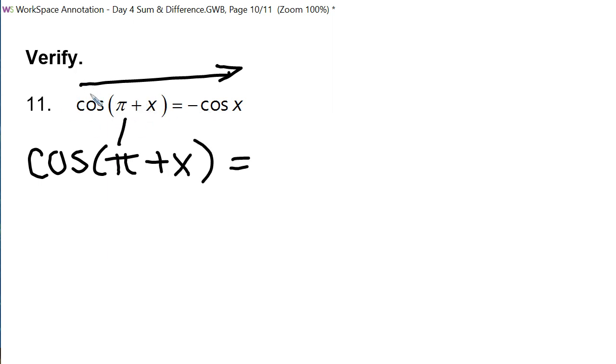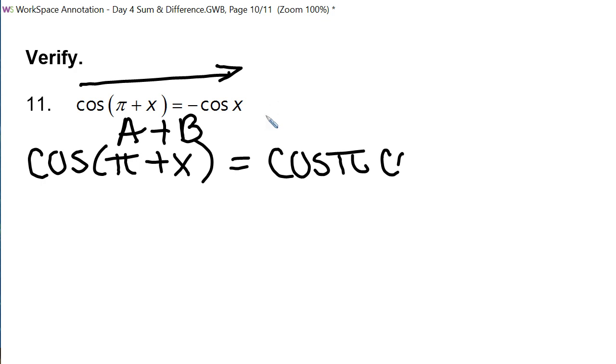And this is cosine of angle A plus B. Okay, so from the formula chart, cosine of A plus B, we need to do cosine A times cosine B. So that would be cosine of pi times cosine of x. And between the two, we will have a minus. And then we'll have sine of pi times sine of x. Now, does that equal the right side?